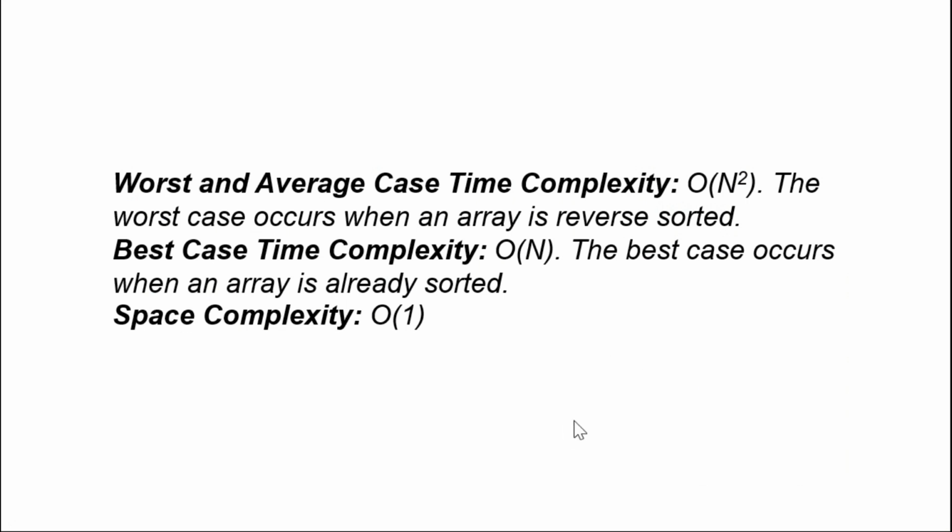We will also consider the time complexity of bubble sort as a major factor when it comes to deciding which particular sorting algorithm to use. So for bubble sort, the worst and average case time complexity is O(n^2) because we have a nested for loop. This basically occurs when an array is sorted in reverse order. Now the best case time complexity is O(n), and this occurs when an array is completely sorted in the first place. The space complexity of bubble sort is O(1).